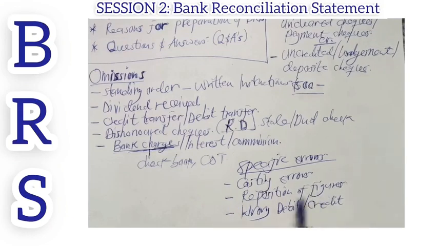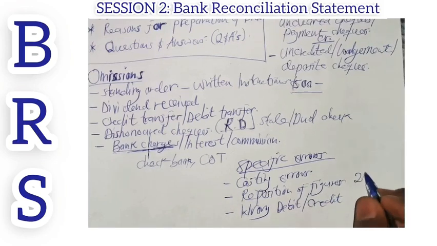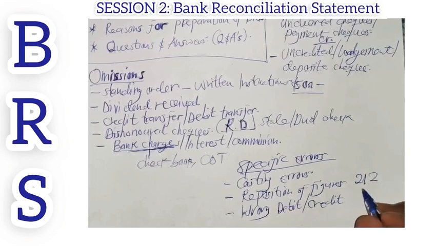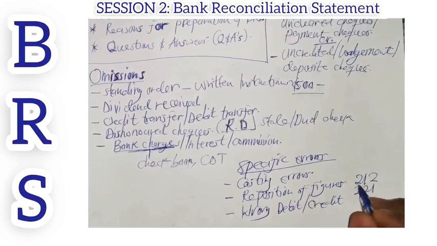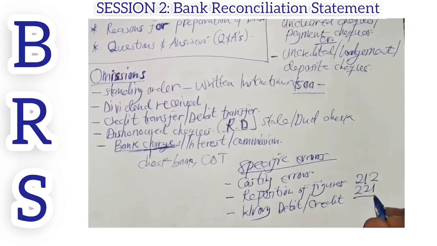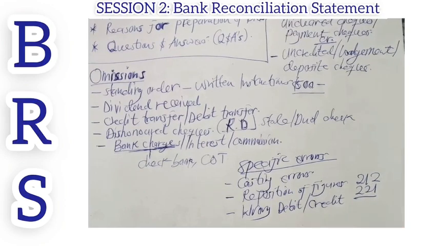And reposition of figures has to do with where we change the position of the figures, okay? Instead of, let's say, 2 1 2, we actually wrote 2 2 1. So we have changed the position of 1, and you see what is happening here. So that's what I mean by reposition of figures.